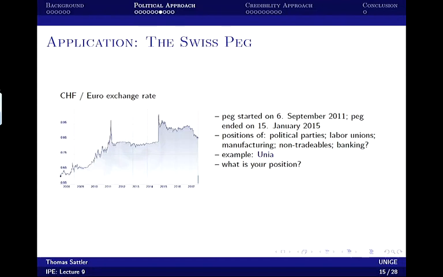Why? So those who say yes, it was the right decision, why do you think so? Yes. So the accumulation of foreign exchange reserves, and that poses risk. If that currency dissolves, for instance, then the future value of these currency holdings is unclear. That would be one problem. What else?